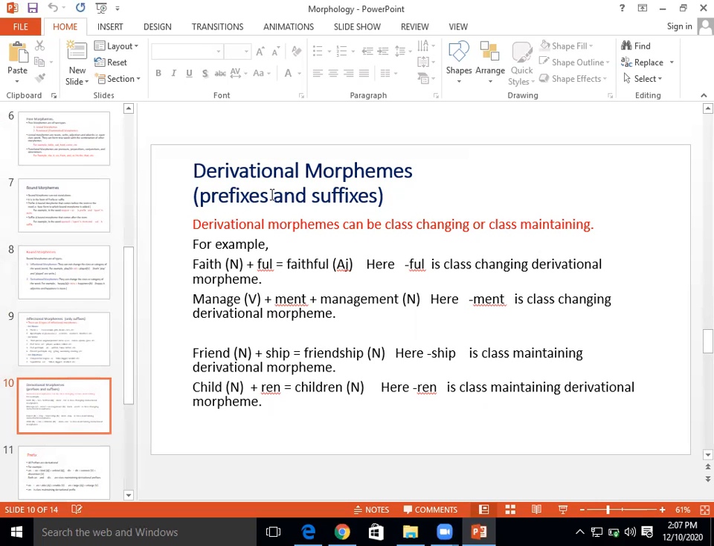So sometimes derivational morphemes can also keep the class as it is. Okay, so ship is a class maintaining derivational morpheme. Children, again child is a noun and children is also a noun, so ren is a class maintaining derivational morpheme.